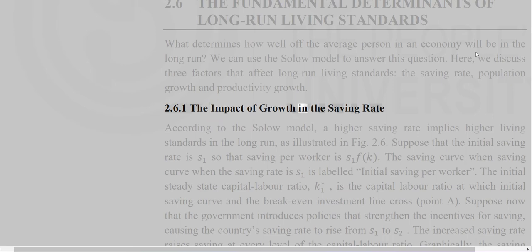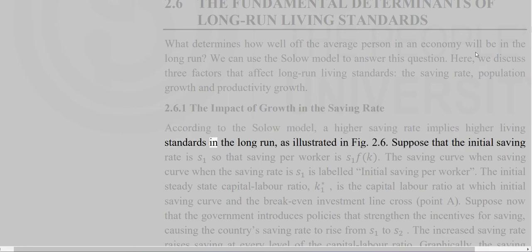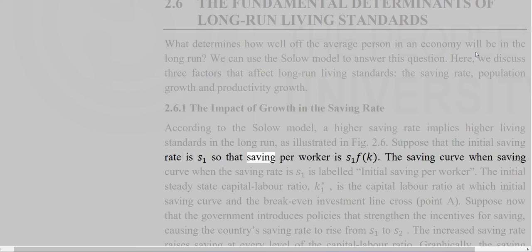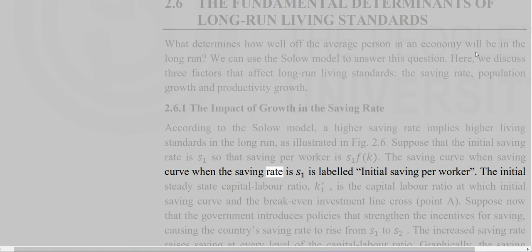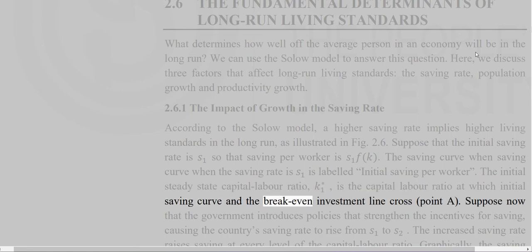2.6.1 The impact of growth in the saving rate. According to the Solow model, a higher saving rate implies higher living standards in the long run, as illustrated in Figure 2.6. Suppose that the initial saving rate is s1, so that saving per worker is s1f(k). The initial steady-state capital-labor ratio, k1*, is the capital-labor ratio at which the initial saving curve and the break-even investment line cross, point A.